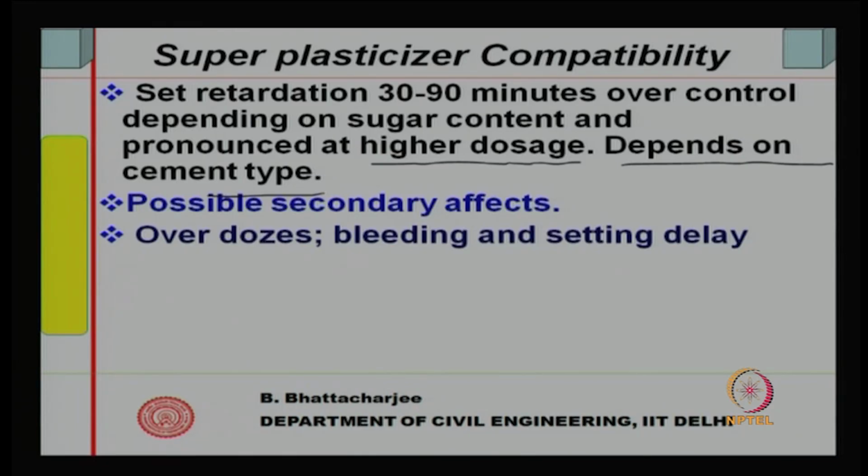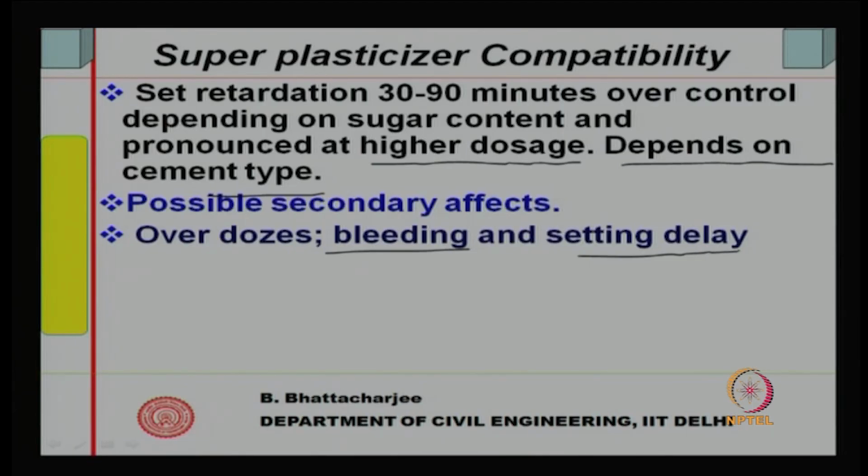For example, if you do overdosing, this can result in bleeding and setting delay. It can result in high bleeding. A lot of excess water might come out of the system and result in bleeding, and setting delay can also be there. So, one has to look into those. No overdosing and right kind of compatibility should be seen.